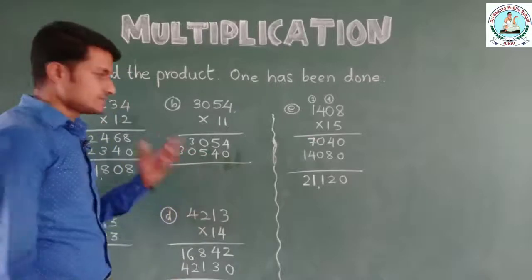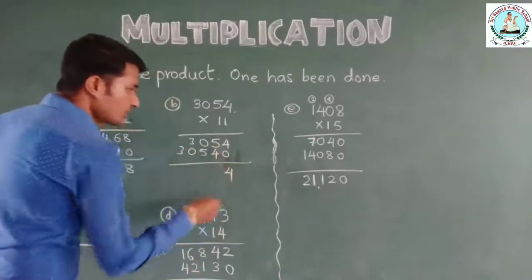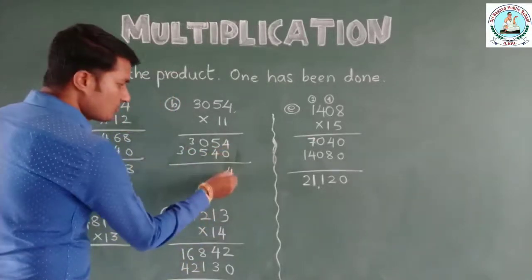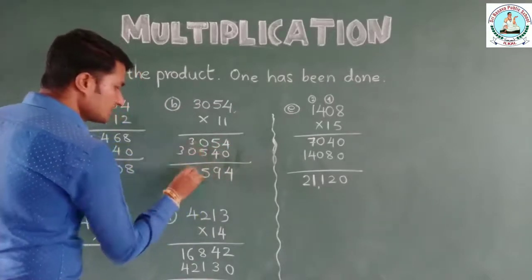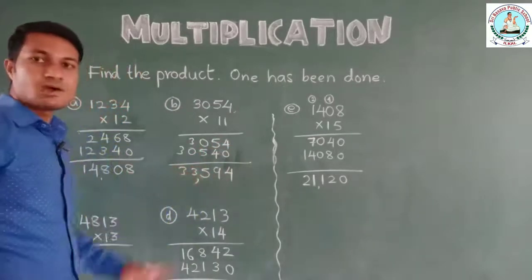Done. So this is so easy. 4. Now you are going to add. So 0 plus 4 or 4 plus 0 will be 4. It is 9. It is 5. Then 3. 3. Done. See here how quickly you can do.